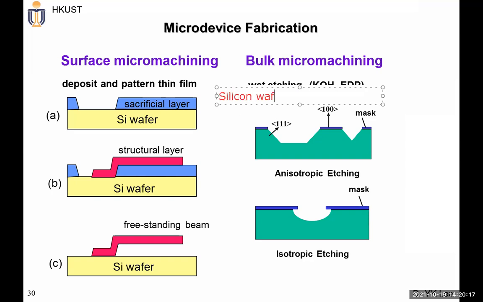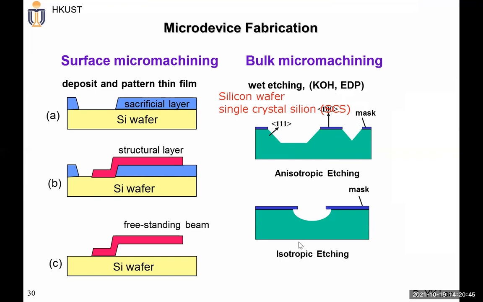Silicon wafer for fabrication is a single crystal silicon. What does that mean? It has a crystal orientation, so when we etch this silicon wafer with a KOH etchant, we need to be careful about this kind of orientation. That is the case if you use this family of wet chemicals.